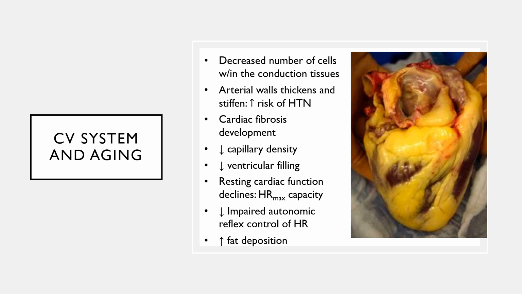Disease-independent changes in the aging heart include reduction in myocytes and conduction tissue cells, development of cardiac fibrosis, a reduction in calcium transport across membranes, lower capillary density, and impaired autonomic reflex control.